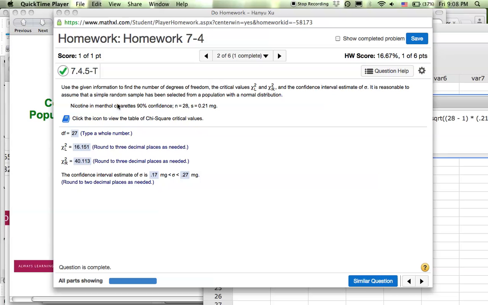Okay, homework for session 7.4, question number 2. So for this question, it is given the sample size, little n, sample standard deviation and the confidence level, 90%. They want to ask what is the chi-square left, chi-square right, degree of freedom, and the confidence interval.